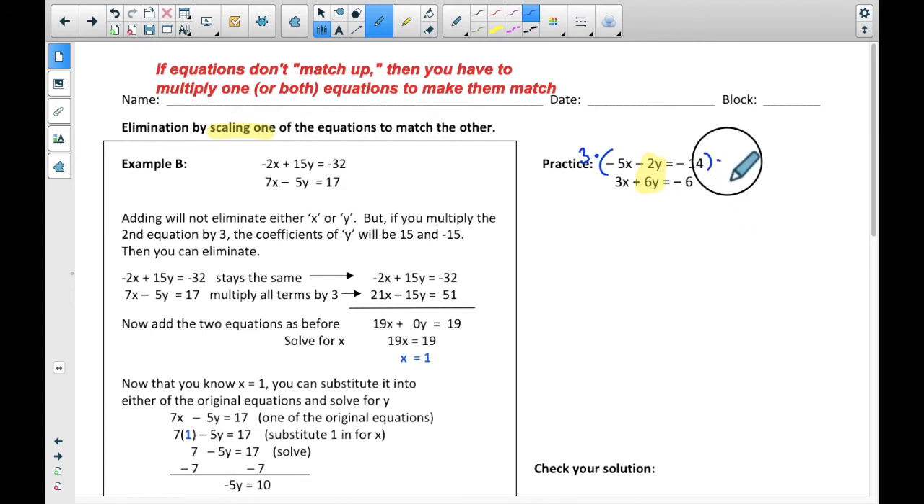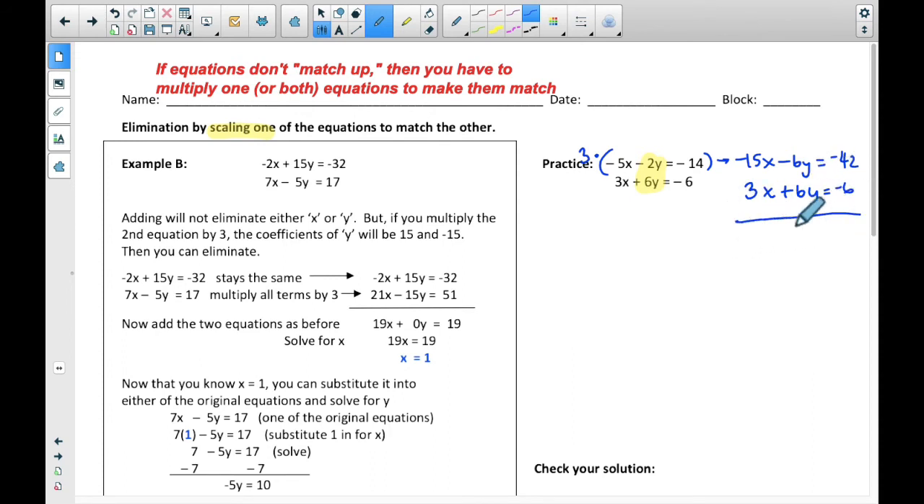And I'm just going to come right over here like I did on the other one. So this is going to give me a negative 15x minus 6y is equal to negative 42. Now, you might have to get your calculator, but 3 times 14 is 42. The bottom equation I'm going to keep just the same, just like I did on the other side of the paper. So that's just 3x plus 6y is negative 6.